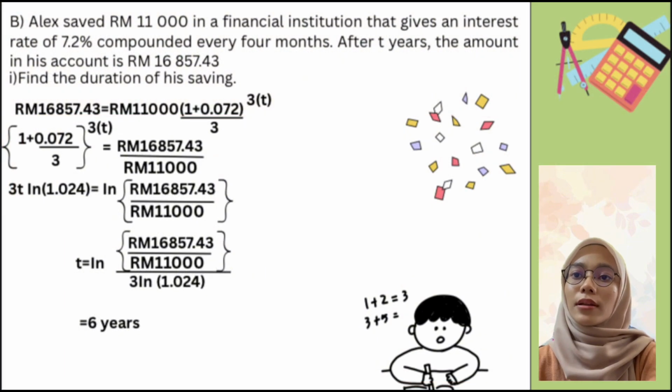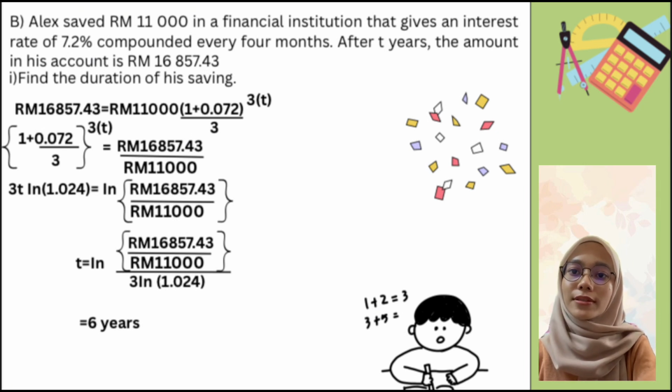Let's say he saves 11,000 in a financial institution that gives an interest rate of 7.2% compounded every 4 months. After 3 years, the amount in his account is 60,857 ringgit 43 cents. Question 1 asks to find the duration of his saving. 60,857.43 = 11,000(1 + 0.072/3)^(3T).